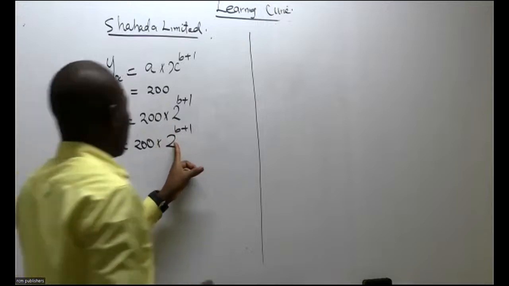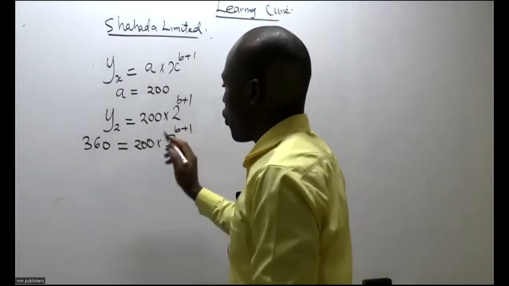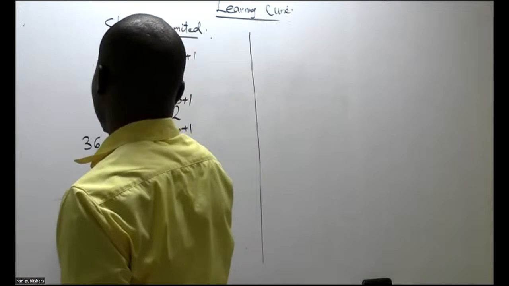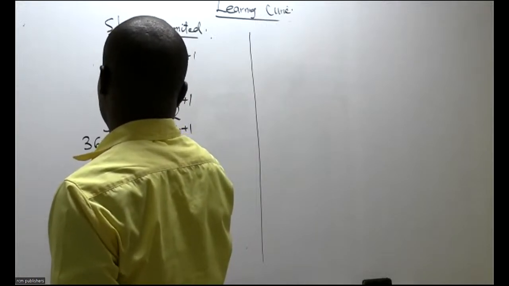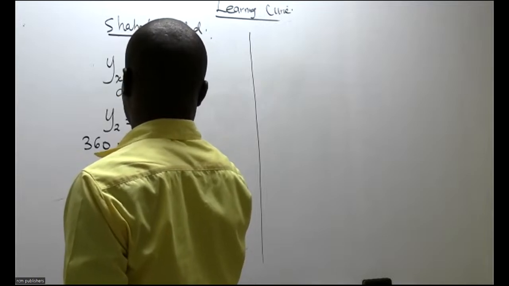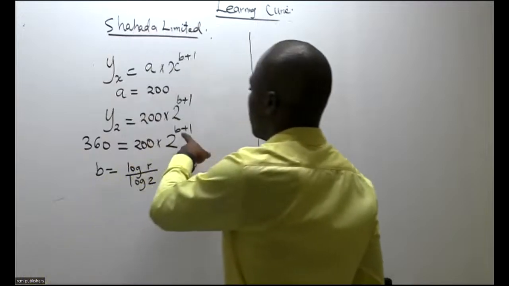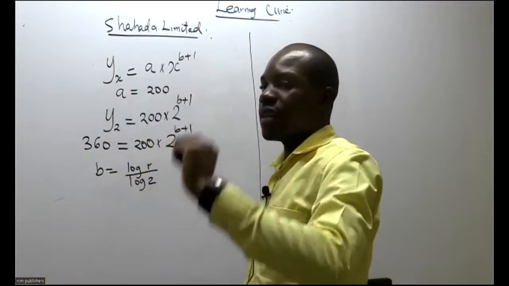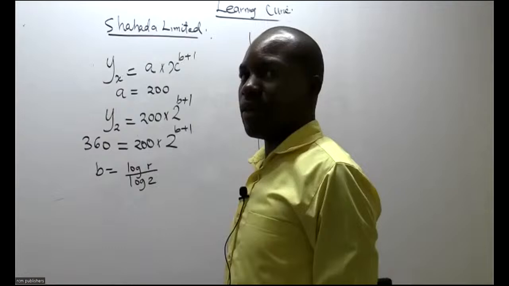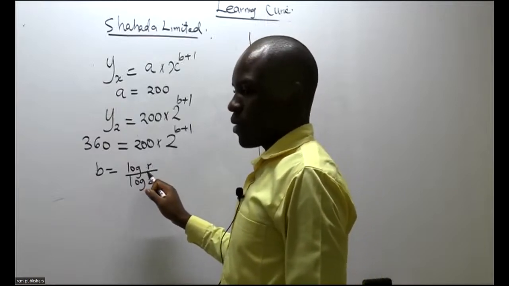So how will we calculate this B plus 1? We only need the value of B, and we all know that B is equal to log R over log 2. The examiner does not want you to give us the value of B. The examiner needs the learning effect. What is our learning effect? The examiner wants you to get the value of R.